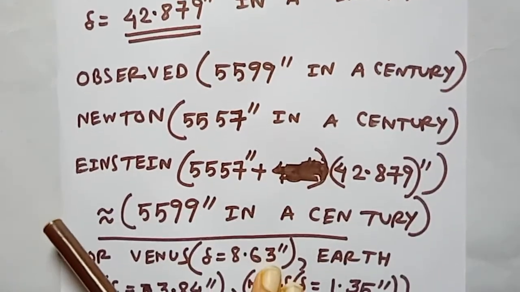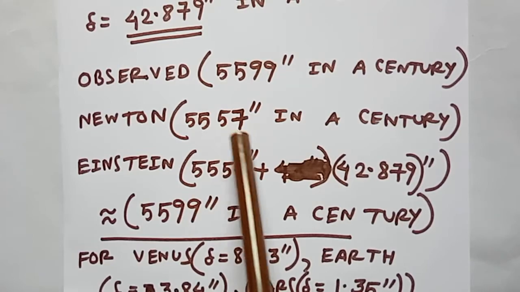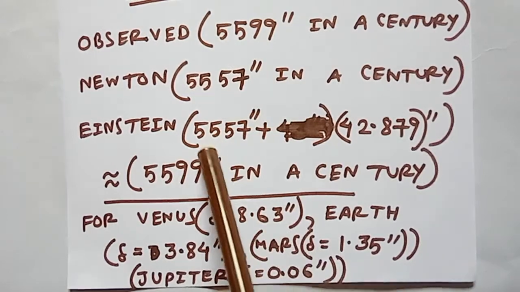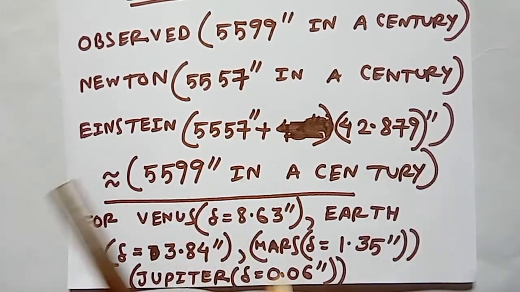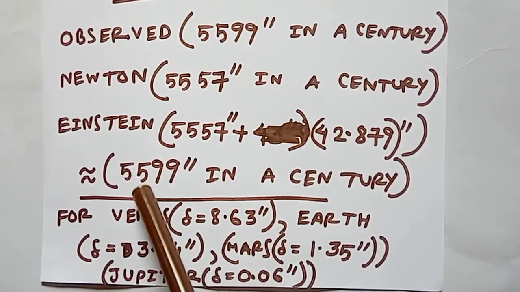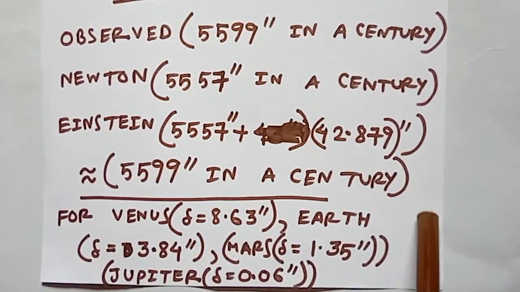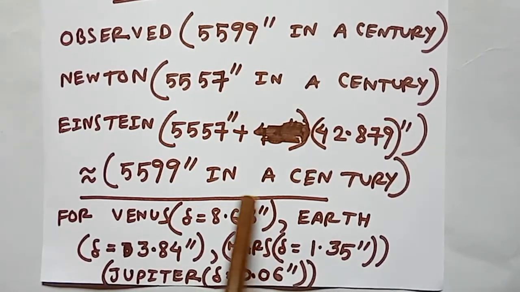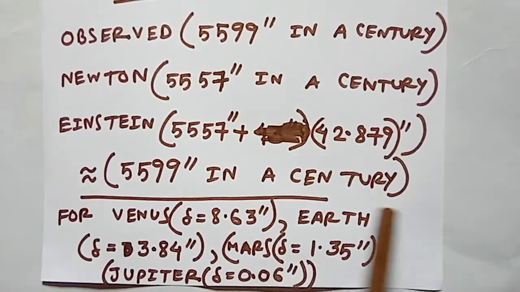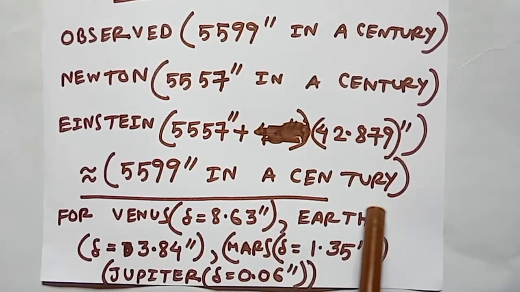According to the Newtonian calculation, we get 5557 per century. But according to Einstein, Newton plus the correction, we have 5557 plus 42.879, approximately 5599 per century. This is the ultimate proof of the general theory of relativity. This correction proves that the general theory of relativity explains the orbit of Mercury.